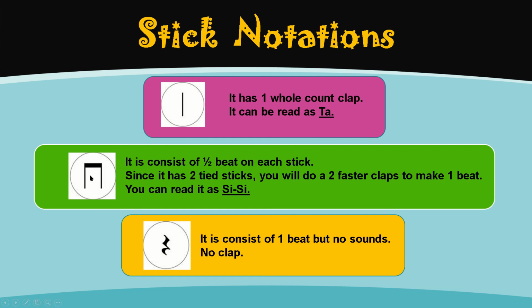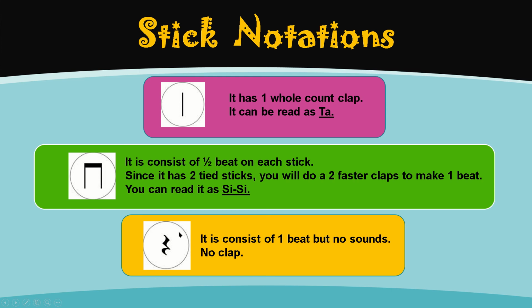Next, on the second symbol, you will see two tied sticks. Each stick consists of 1/2 beat. So, since it has two tied sticks, you will do two faster claps to make one beat, just like this. And you can read it as si, si. Again, si, si.